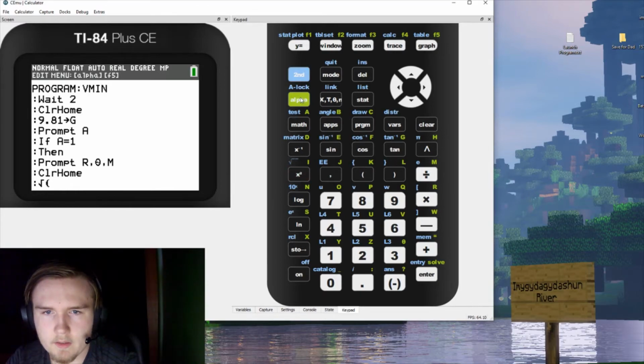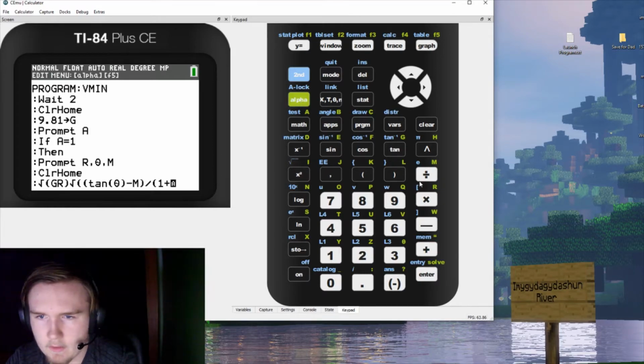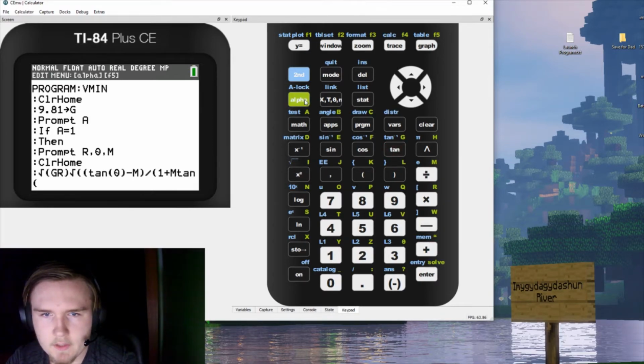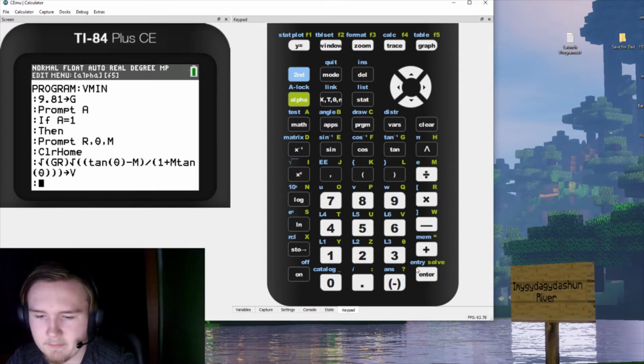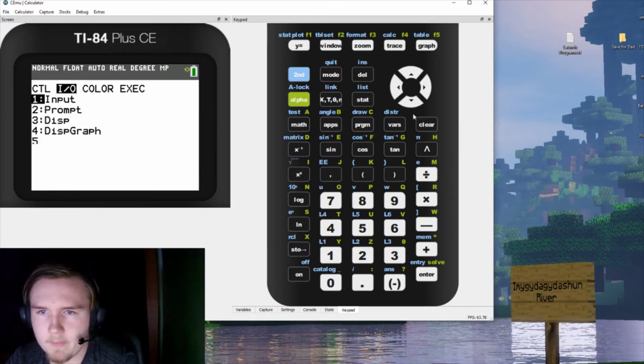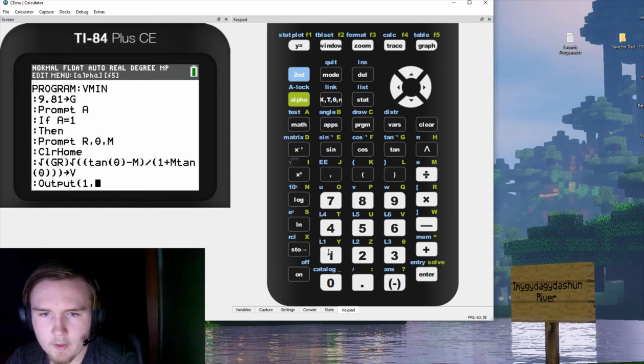Now we're going to do the square root of GR. Close that parenthesis, times the square root of, make sure you get this right, 2 parentheses, tangent theta minus M divided by 1 plus M tangent of theta. Close 3 parentheses. Store that to V for velocity. And then we're going to output this. So that's output at 1, 1, or 2, 1 if you were on a non-color calculator.